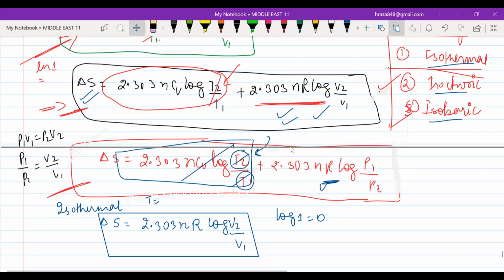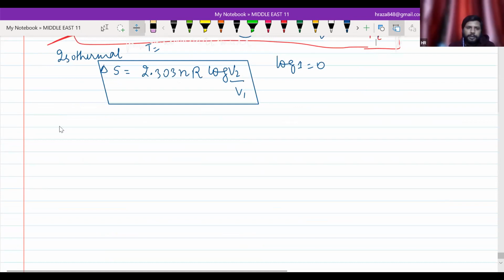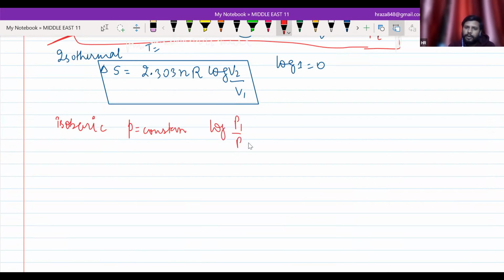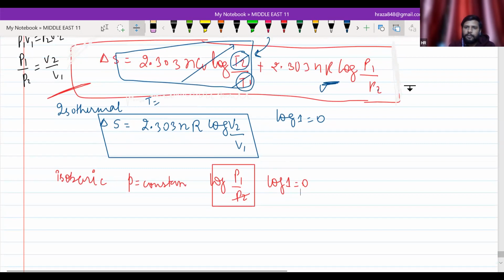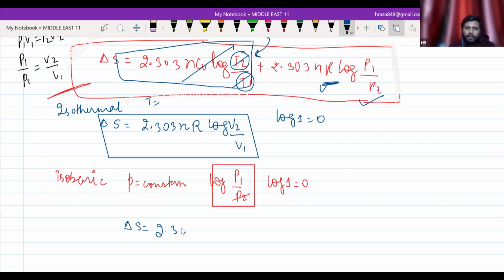And in case of isobaric, pressure will be constant. If pressure is constant, then log P1 by P2 will be equal and it will be cancelled. Again, log 1 has a value equal to 0. So again, the value will be in terms of temperature, because pressure is constant. Then delta S will be 2.303 nCv log T2 by T1. Is that clear?